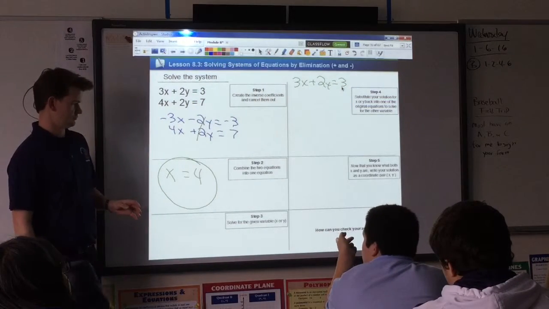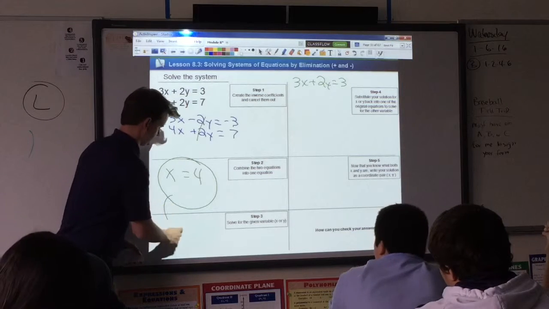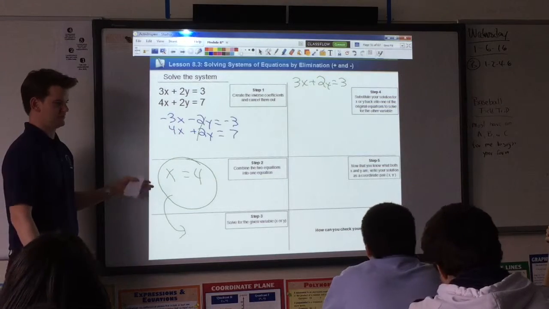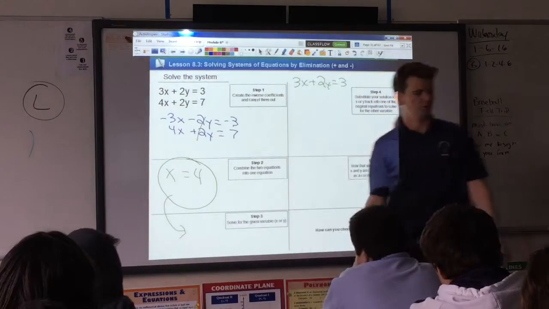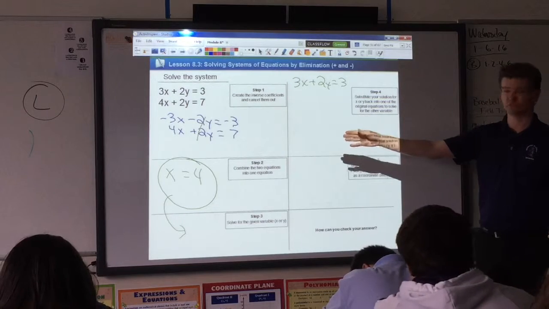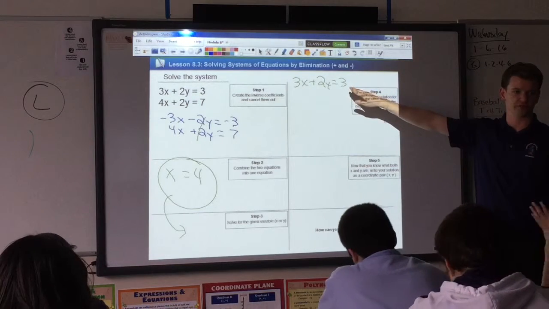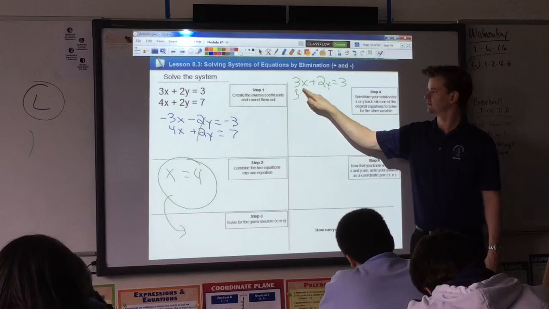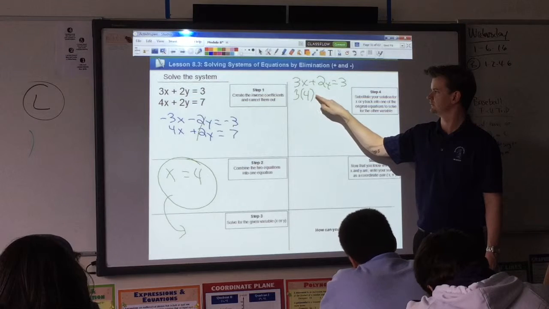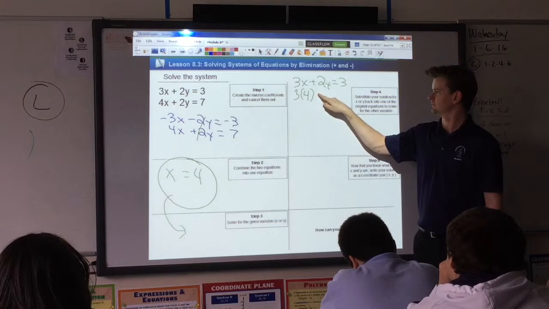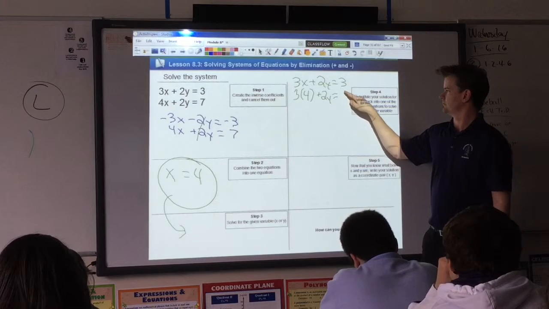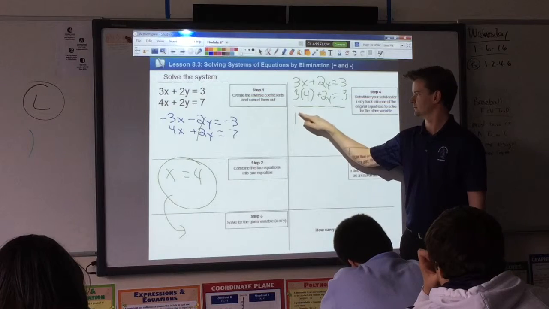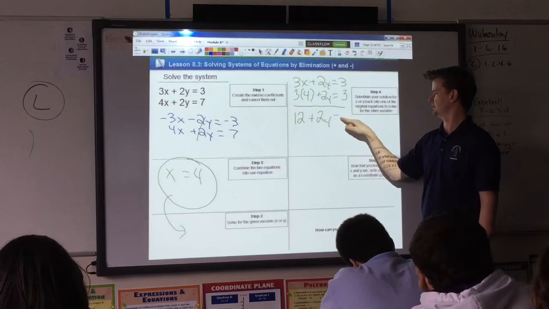I combined them. It just so happened that when I combined them, everything else canceled out. I know that x equals 4. We need to substitute it into this equation, right? So, you tell me what am I going to write? 3, parentheses, 4, plus 2y equals 3. 12 plus 2y equals 3.